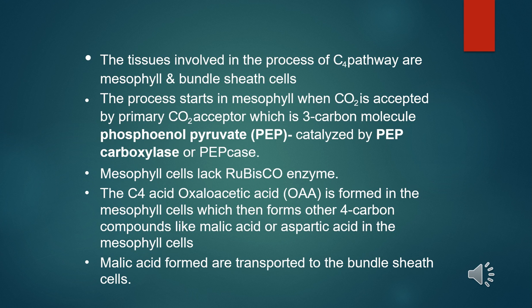So mesophyll cells lack the Rubisco enzyme. The C4 acid, oxaloacetic acid, is formed in the mesophyll cells, which then forms other 4 carbon compounds like malic acid or aspartic acid in the mesophyll cells. Malic acid formed is transported to the bundle sheath cells.